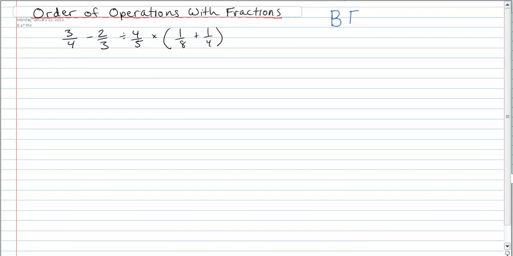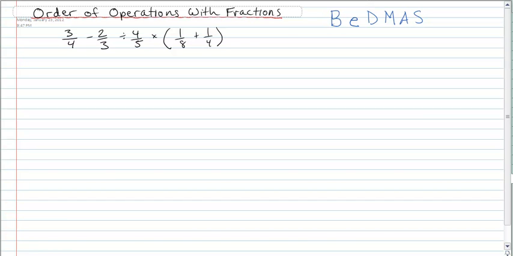we can keep in mind BEDMAS. All right? And for purposes of this, actually, I am going to make the E lowercase because we're not dealing with exponents, so we won't worry about that.